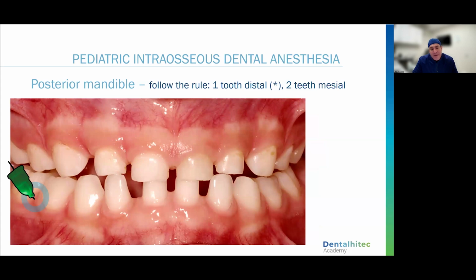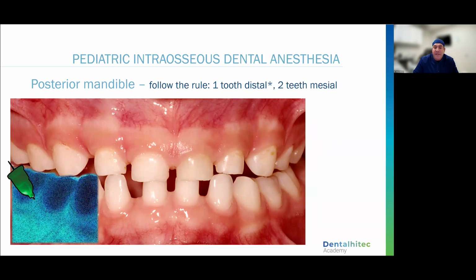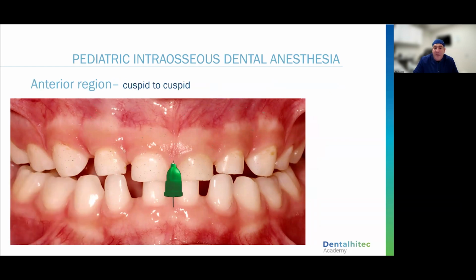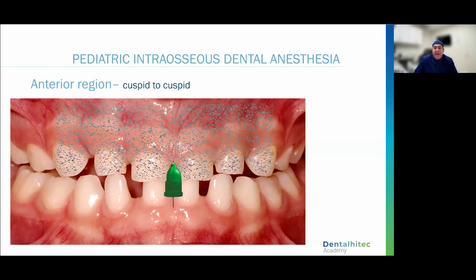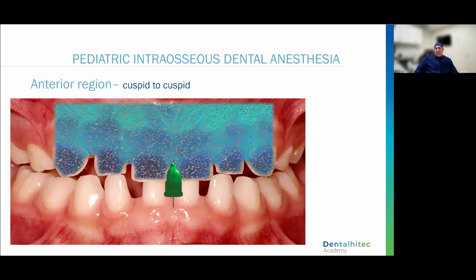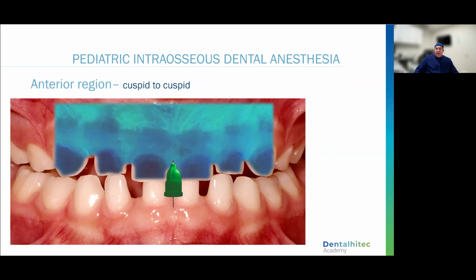And on the lower, again, for this patient, let's say they're 5, you may not feel the pop in this area. You may not. But at least you know that you're going to be delivering enough local anesthetic to have profound numbness, 1 tooth distal and 2 teeth mesial. Now, if I had no other uses for these devices except for this, I would be happy. Please remember that the midlines don't matter anymore.